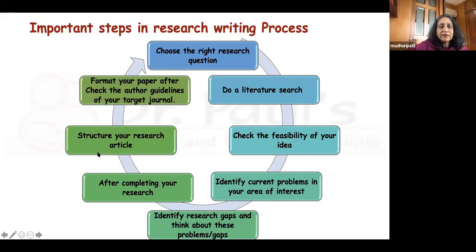And after completing your research, you have to structure your research article, format your paper after you checked the author guidelines of your target journal. So this is also very, very important, because if you just send it in any way to any journal, therefore it's very important for us to read the instruction to the authors to whichever journal you're going to submit your publication to.